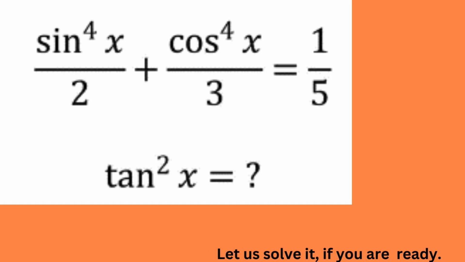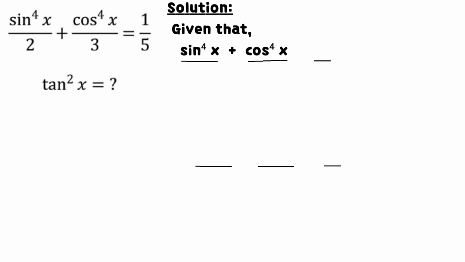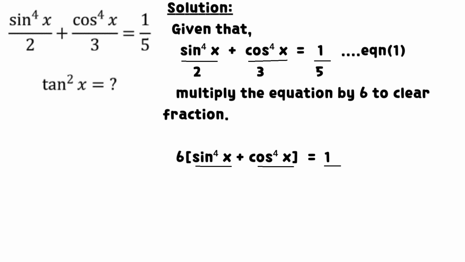Find the square of tan x from the given trigonometric equation. Given that the sum of half of sine x to the power of 4 and 1/3 of cosine x to the power of 4 equals 1 divided by 5. We call it equation 1.